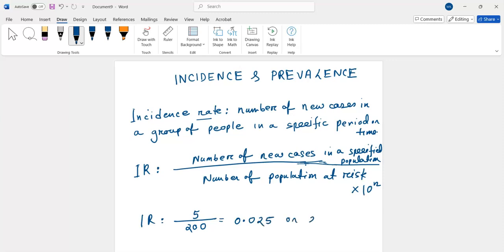For example, the incidence rate here is 0.025, which is 2.5 per 100, or 2.5%. Or if we count out of 100,000 people, we have to multiply that number: 0.025 times 100,000 people is 2,500 per 100,000 people. That is the incidence rate.